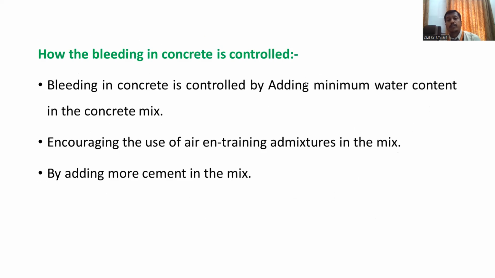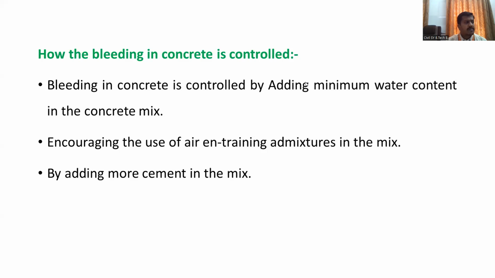Now, how we can control the bleeding? Okay, bleeding कैसे control करू शकतो? Firstly, we can add the minimum water cement ratio in the given concrete mix. Minimum is whatever the concrete mix which water cement ratio which is desired or which is applicable to that mix. Okay, taking the exact quantity of the water cement ratio, water cement content. Then encouraging the use of air entraining agents. We can use the air entraining admixtures.